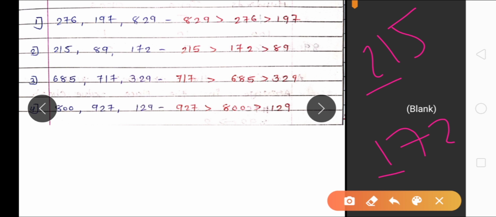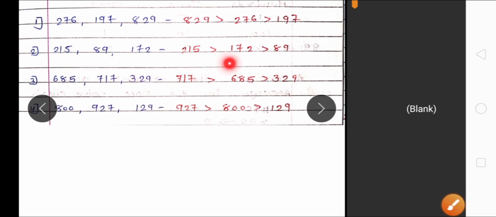So first we write 215, then 172 and last 89. 215 greater than 172 greater than 89. Now third and fourth you can do like this.